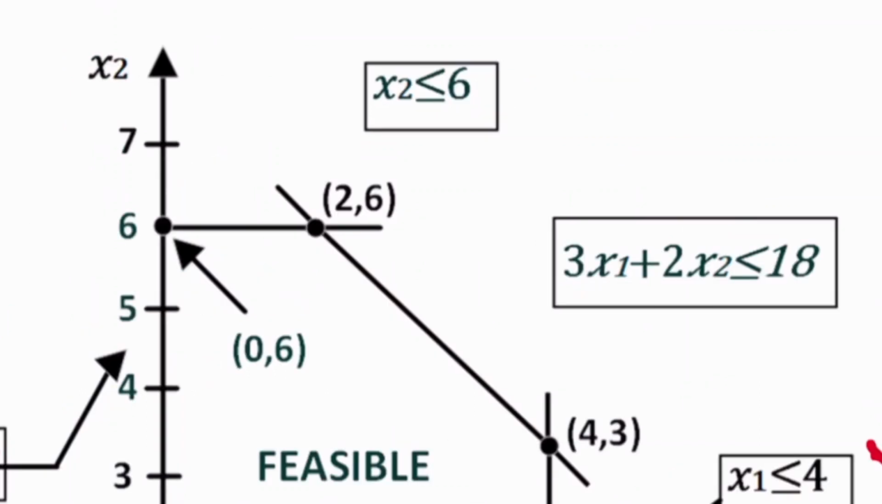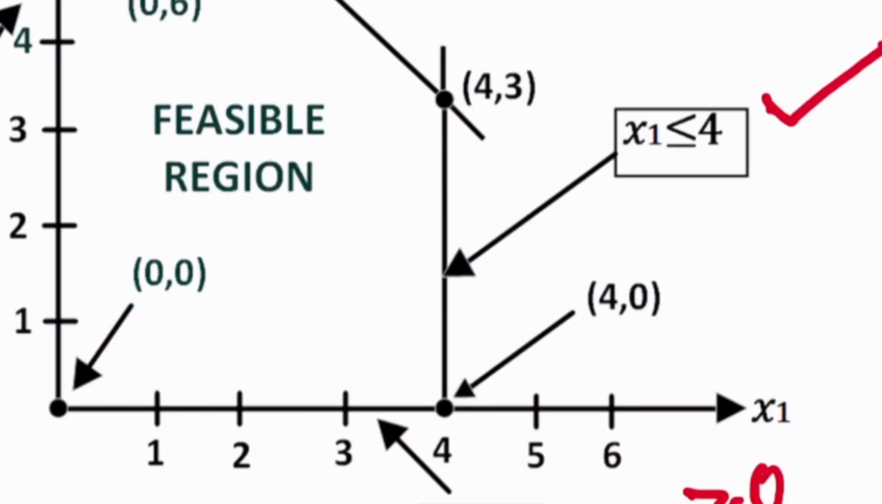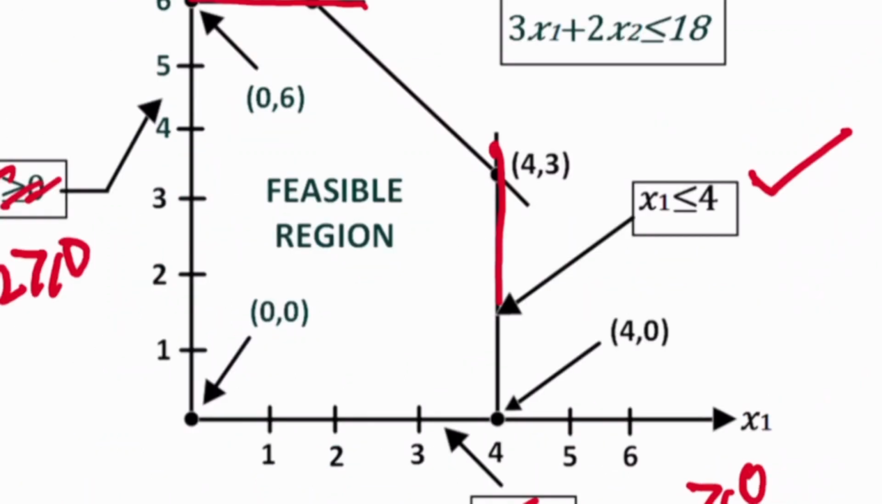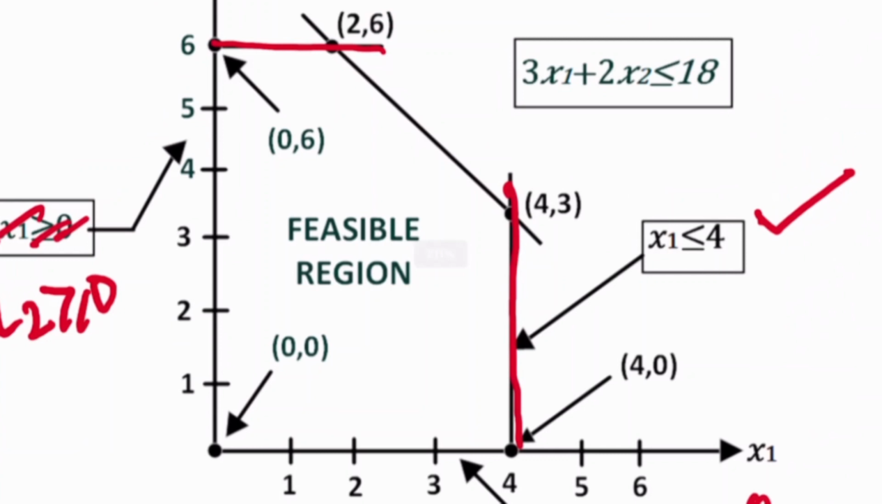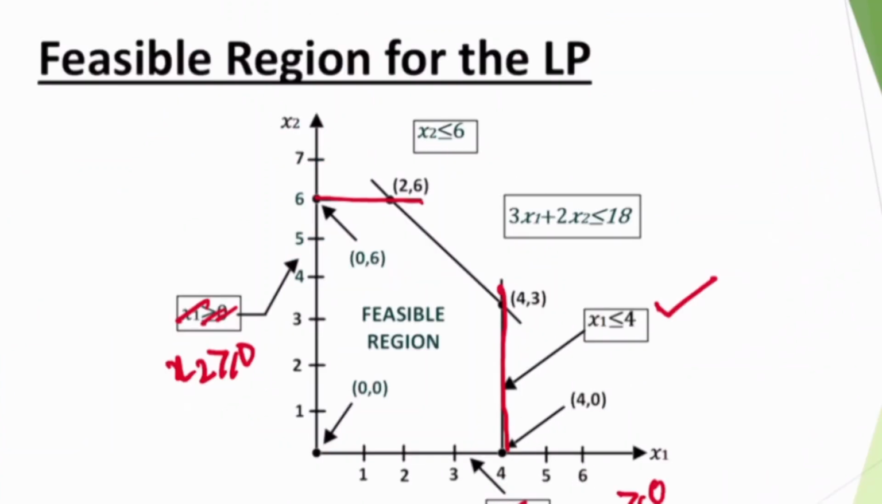So you come across this line, and you come across this line, and finally the equation 3x1 plus 2x2, which is a linear equation, less than or equal to 18. All right. So from this, I am now getting the feasible region. I'm getting different points, 1, 2, 3, 4, 5 different points, and the area which is now feasible to me. So I have to find a point within that.